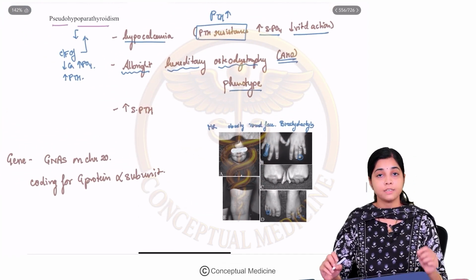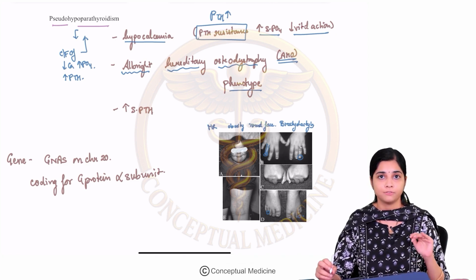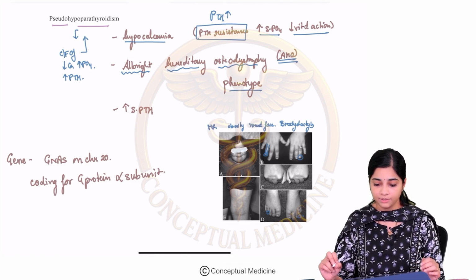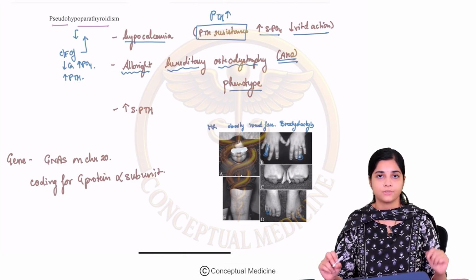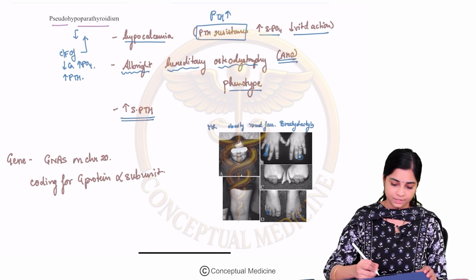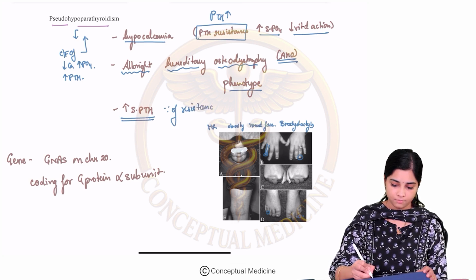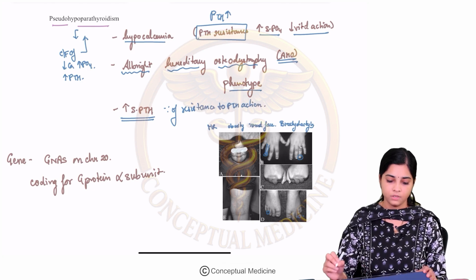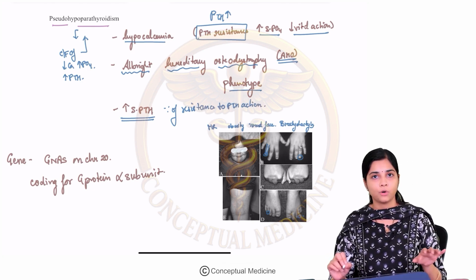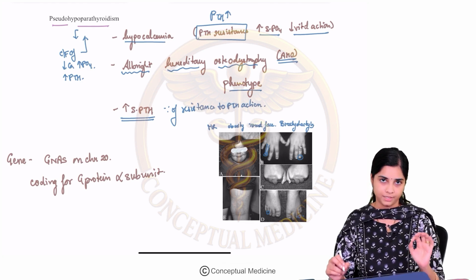So, a characteristic feature if you have to remember about pseudo-hypoparathyroidism is the presence of this skeletal abnormality that we call as Albright hereditary osteodystrophy. And all in all, there is increased serum PTH because of resistance to PTH action. Okay, so this is about what are the key clinical features that you have to remember about pseudo-hypoparathyroidism.